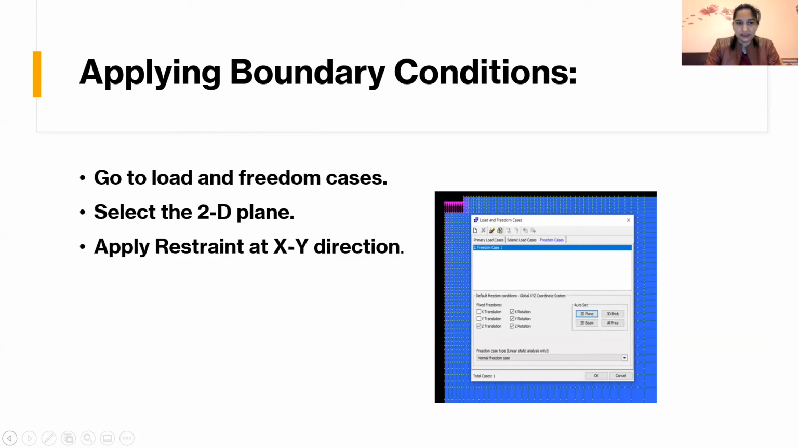So applying the boundary condition is the second step. It is very important to provide the exact boundary condition because the structure depends upon these conditions as well. So go to the load and freedom case. Here you have to select the 2D plane. In the 2D plane, you have to do the x direction and y direction, so vertical and horizontal, and provide the restraint and boundary condition. Then you also have to provide the restraint at the F base and F shaft as well.